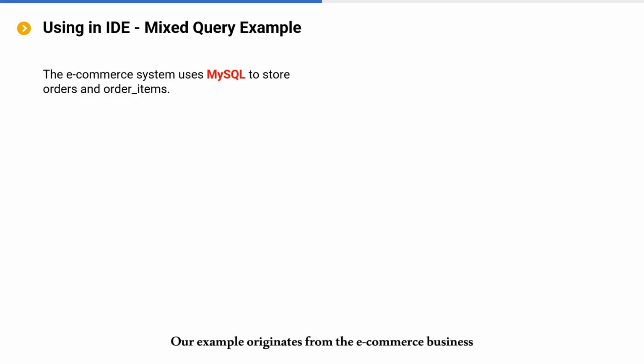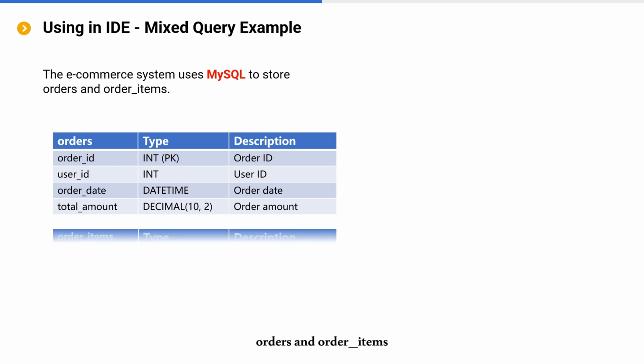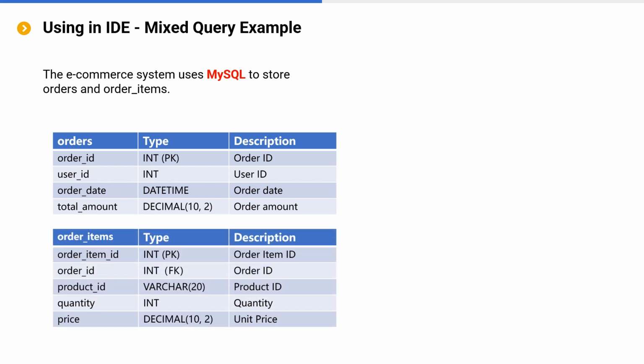Our example originates from the e-commerce business and utilizes MySQL to store order-related information. The structure of the two tables involved, orders and order items, is as follows. These two tables are associated through order ID.